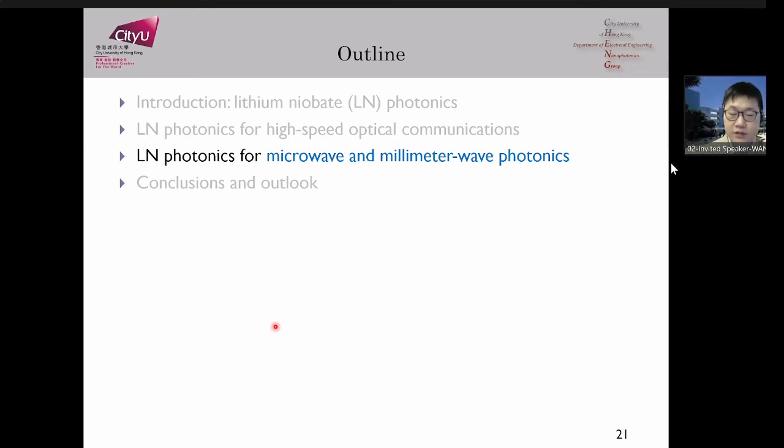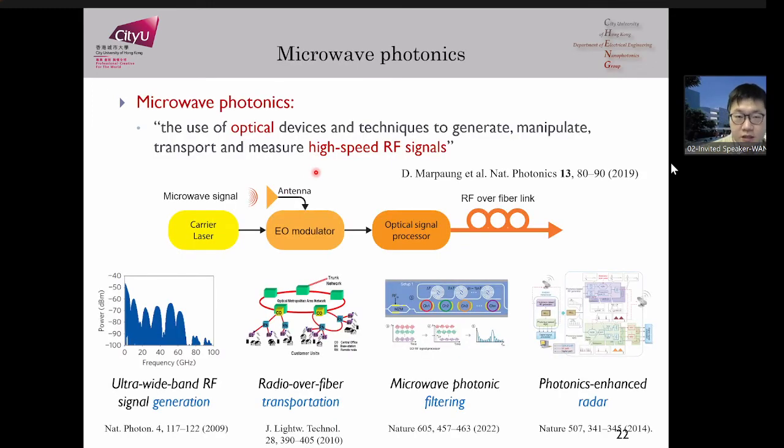The other important application regime I'm very interested in at this point is microwave photonics. The idea of microwave photonics is that we are trying to make use of optical devices and techniques to help solve problems in the RF domain, especially at high speed RF. You'll have a lot of issues with traditional electronics, and there have been a lot of very interesting demonstrations in different areas, including signal generation, transportation, filtering, and also radar systems.